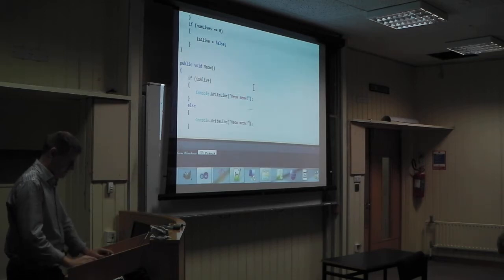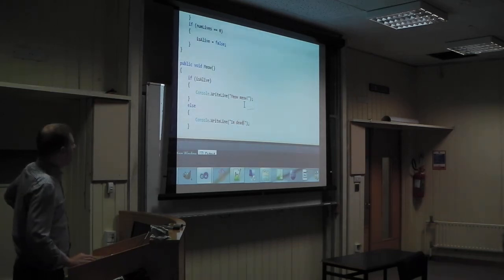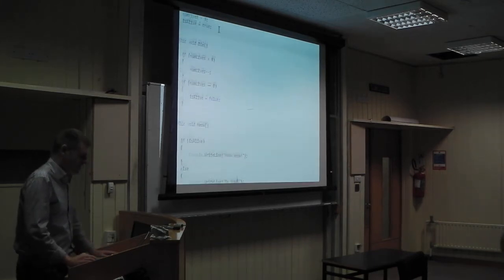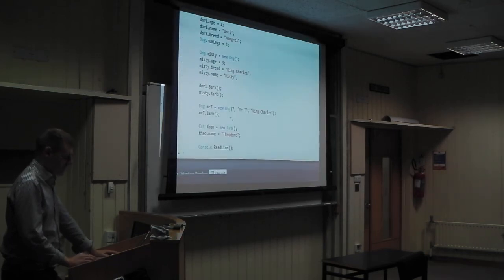Okay, how about that? Okay, so the cat either says meow meow or it says I'm dead. So if it's alive, it'll say meow meow. If it's dead, it doesn't say meow meow. It just says I'm dead. So now, you're not going to like this. We're going to kill Theodore. All right.